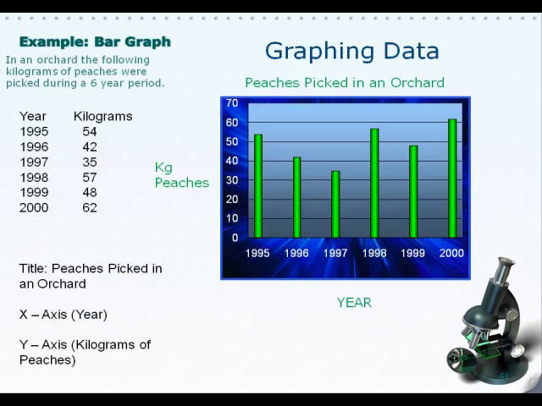Here's an example of a bar graph. The title of the graph is Peaches Picked in an Orchard. And we have our years placed on our x-axis because that is the changing variable. And the number of kilograms of peaches collected during each year is placed on the y-axis because it is the responding variable. Again, your independent variable is placed on the x-axis, which is horizontal, and your dependent variable is placed on the y-axis, which is your vertical axis.